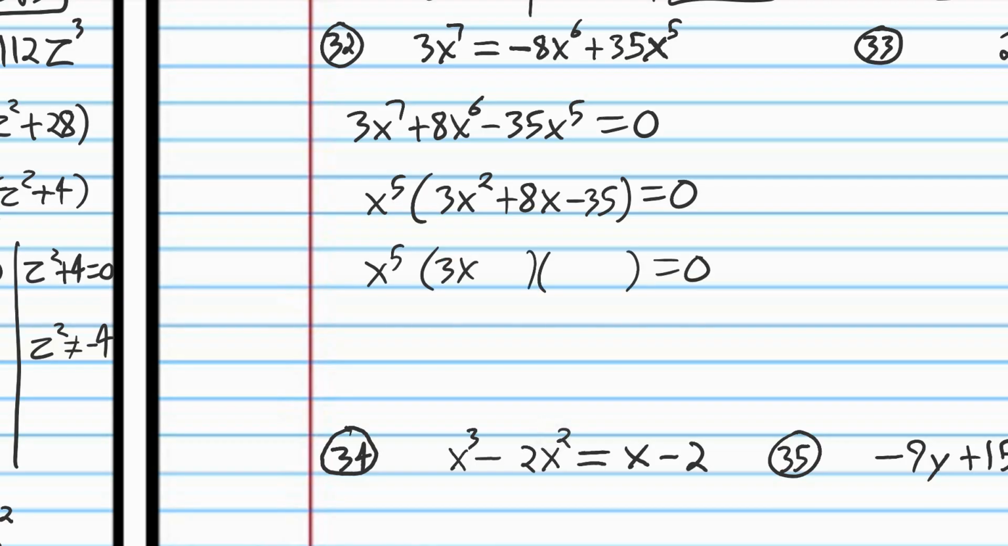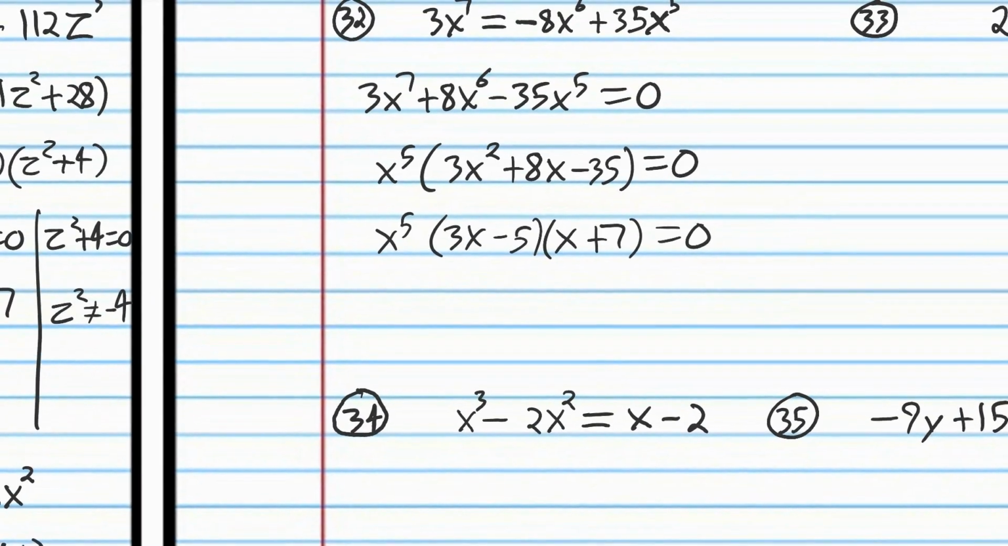We have 3x and x, and let's try negative 5 and positive 7. O of FOIL is going to be 21x, I of FOIL is going to be negative 5x. 21x minus 5x is not 8x. So let's try switching the numbers. Put the 5 here and the 7 here. O of FOIL is going to be 15x, and I of FOIL is going to be negative 7x. 15x minus 7x is 8x, so that worked.